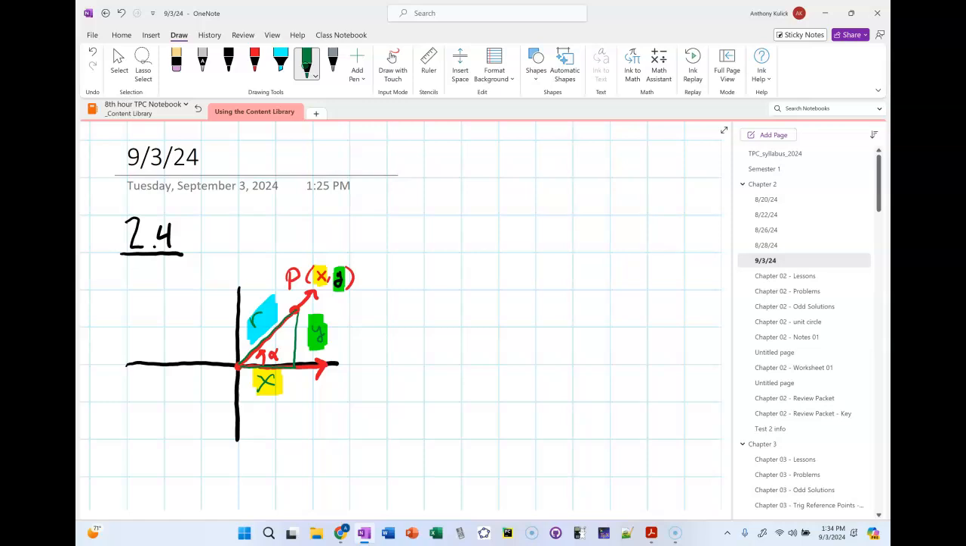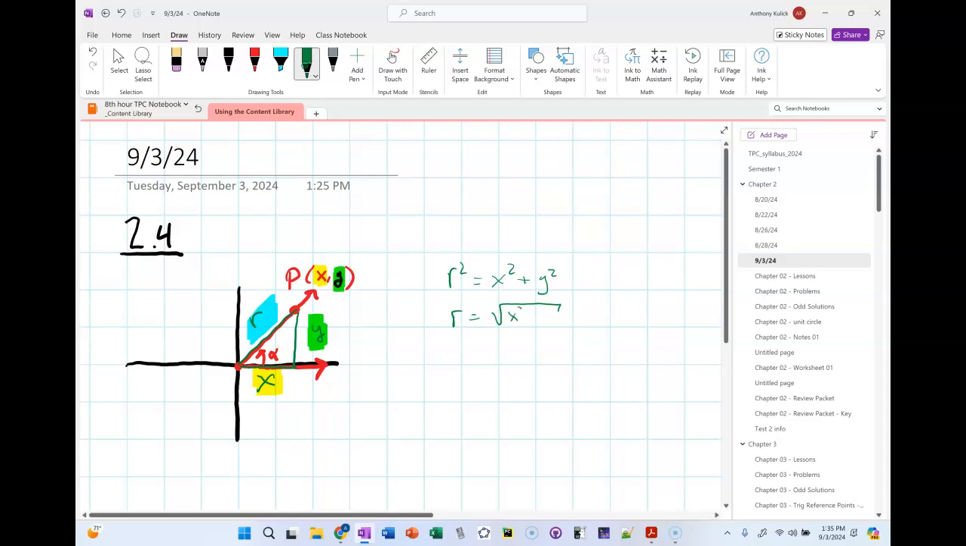All right. But what can we say about the relationship between the sides x, y, and r in a right triangle? It's a right triangle. The sides in a right triangle, what can we say about them? Starts with a P. That's what we're looking for. We can say that r squared is equal to x squared plus y squared, or r is equal to the square root of x squared plus y squared.